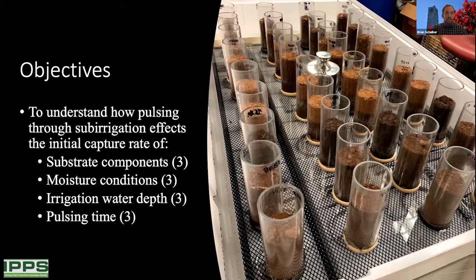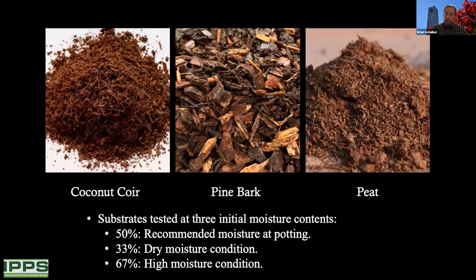The objectives of my research are to understand how pulsing through sub-irrigation affects the initial capture rate using 3 substrate components under 3 moisture conditions with 3 irrigation water depths under 3 pulsing times. The 3 substrates we used for this project were coconut coir, pine bark, and peat. We used the 3 moisture contents, as I said before. 50% was used as a recommended moisture at potting. That's usually what you get from the bag. 33% is a simulated drier moisture condition if you allow your substrates to dry down, while 67% is a simulated higher moisture condition. So we can test all 3 of these.